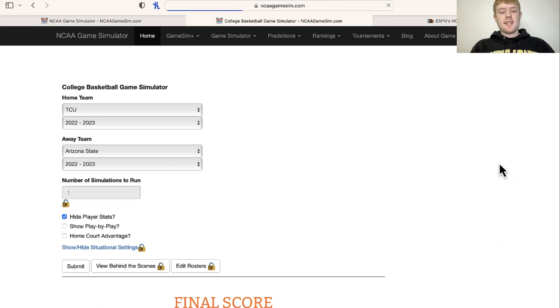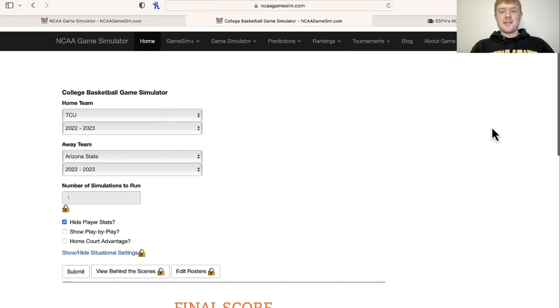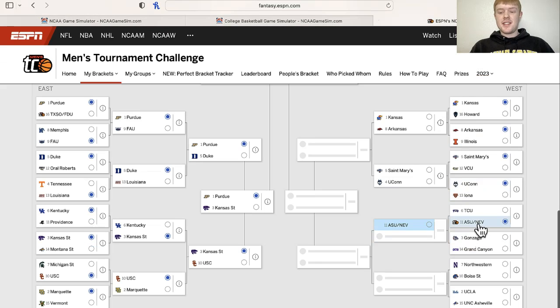And now for this next matchup, it's the 6 versus an 11 seed, but the 11 seed has a play-in, and so I just chose the 11 seed that I thought might do better. And it looks like they won. Arizona State wins, and they move on to the next round.